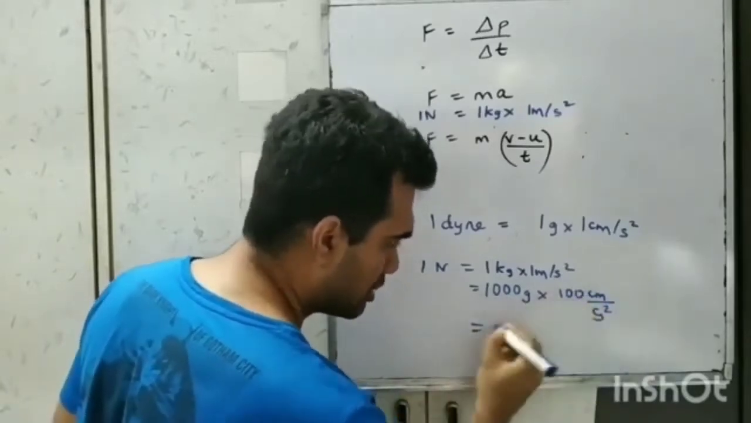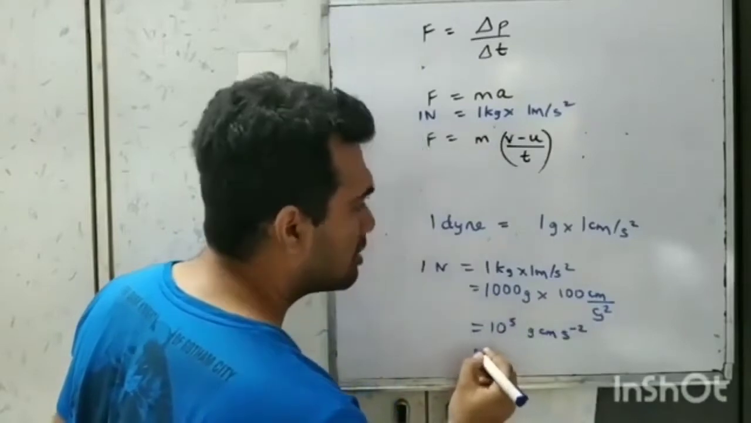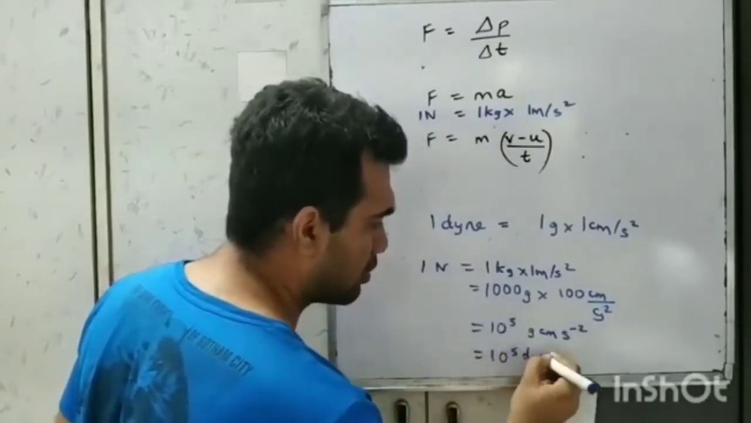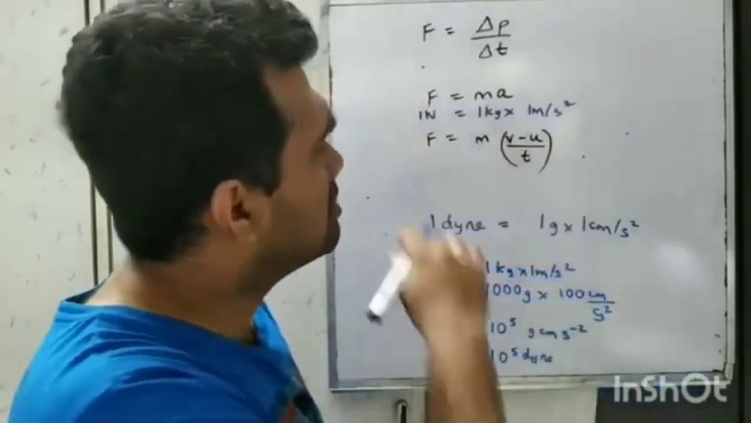That's 3 zeros, 2 zeros, 10 raised to 5 gram centimeter per second squared, which is equal to 10 raised to 5 dyne. So 1 Newton is equal to 10 raised to 5 dyne. Now the applications of Newton's second law.